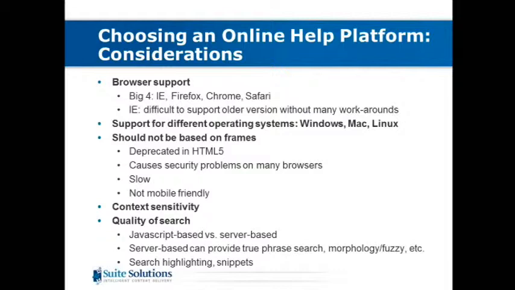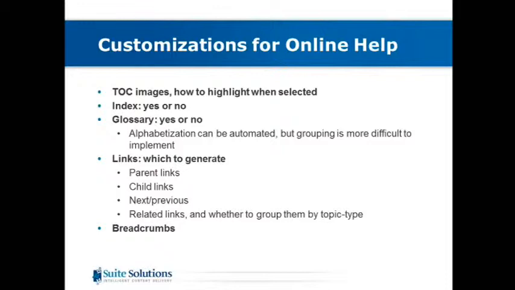Other things to consider: images, whether you want an index, whether you want a glossary. Alphabetization of the glossary can be done. It can be automated. We've done that for a number of customers. Grouping is more difficult, so if you really need grouping, that's something you need to think about. Which types of links to generate: whether you need parent and child links, next and previous links, related links, and how you want the related links to be grouped, whether by topic type or all together.